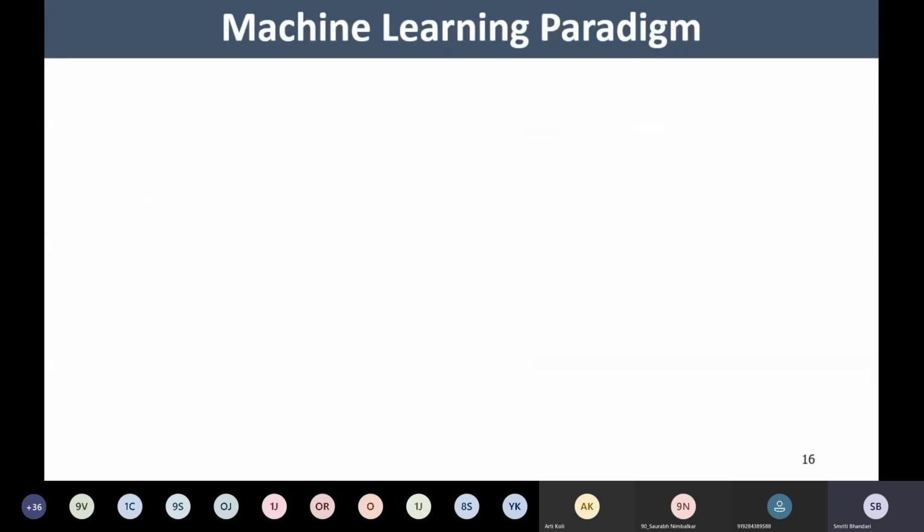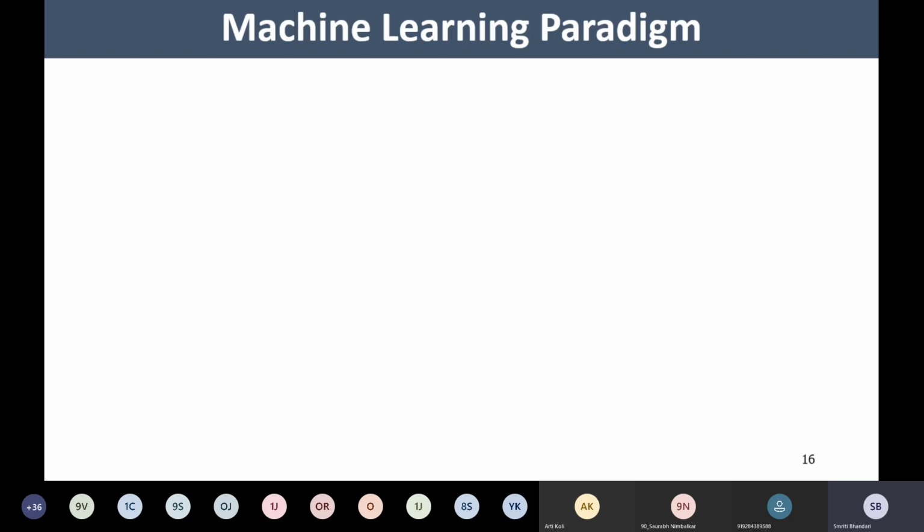Now, later we are going to have a formal definition, or rather a few more definitions of machine learning. But before that, let us go through the machine learning paradigm.